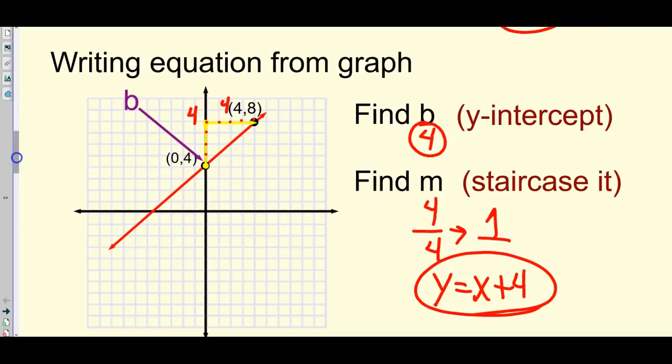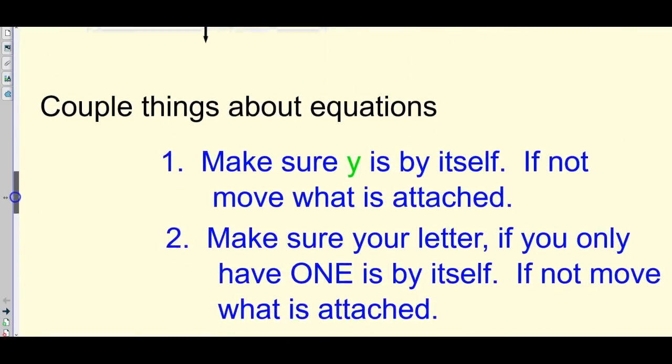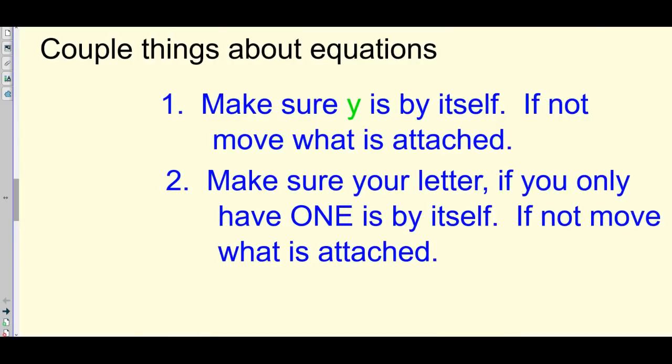The next thing that you're probably going to use: if you have equations, make sure that your y is by itself. If not, move what's attached. The first thing that you're going to do is move the x. Second thing that you're going to do is divide by the coefficient. If it's negative, divide by the negative to all the terms in the problem. That's going to be your basic way of going through this.